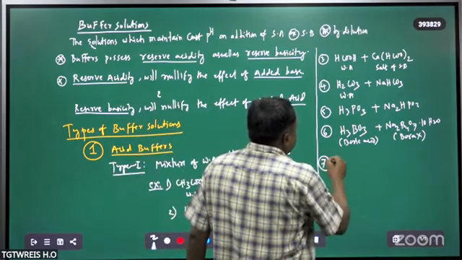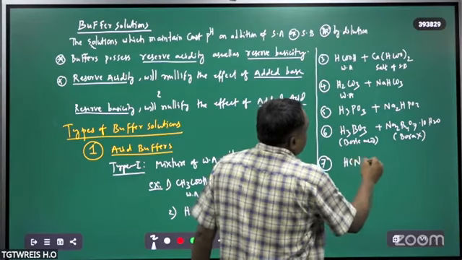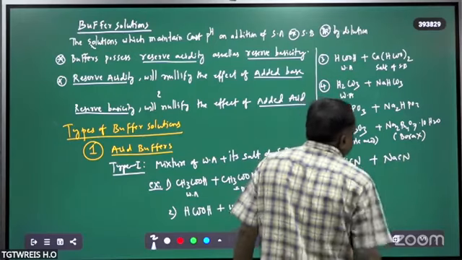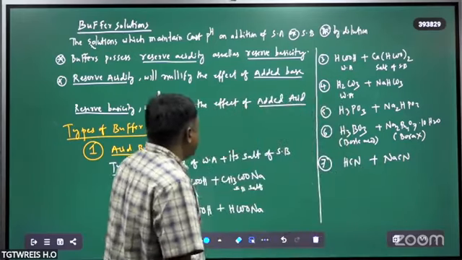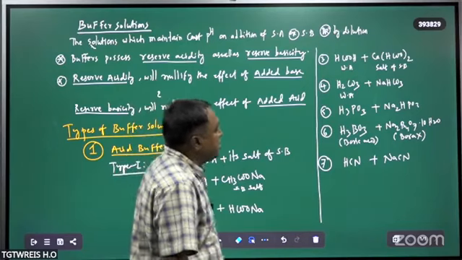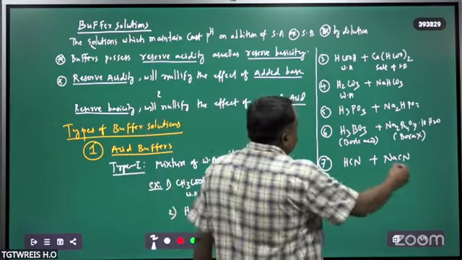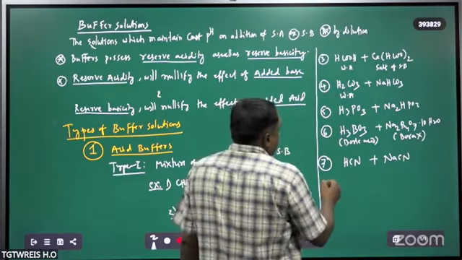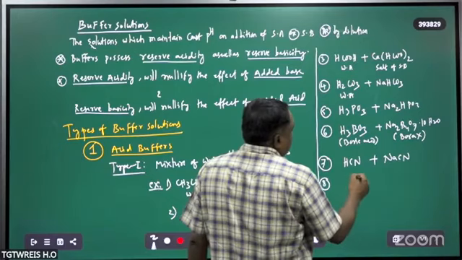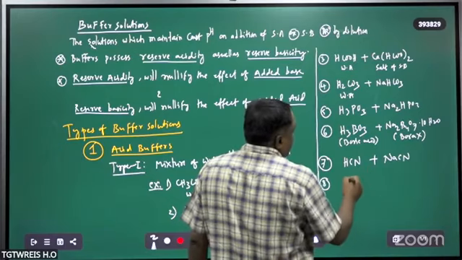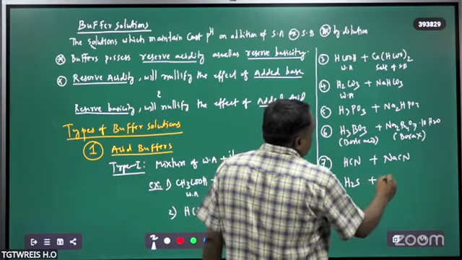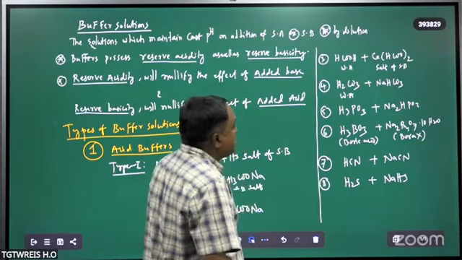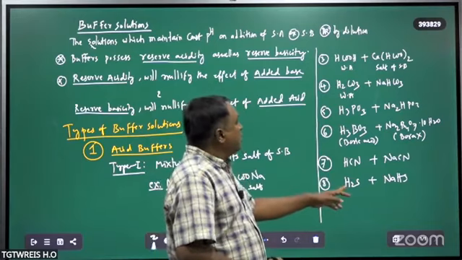And the seventh is HCN, a weak acid, and NaCN, a salt of its strong base. So the combination of HCN and NaCN also acts as a buffer. And next, you take H2S and NaHS. So this also acts as an acid buffer.